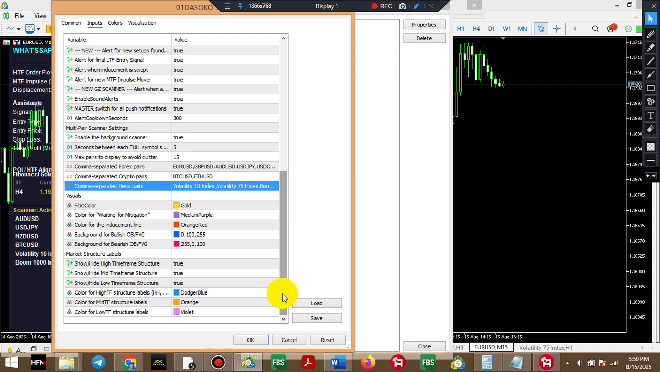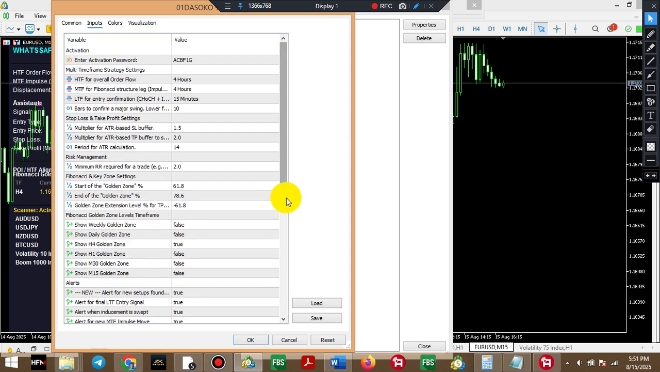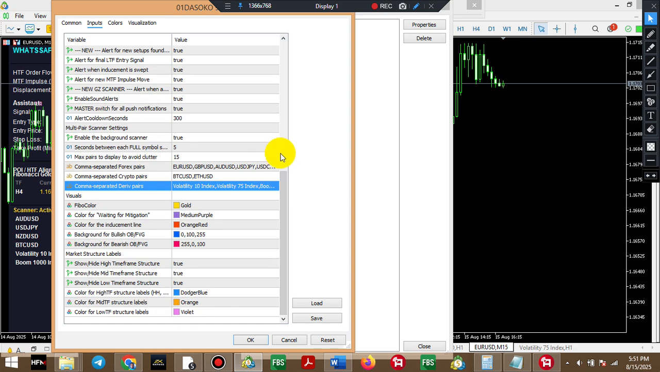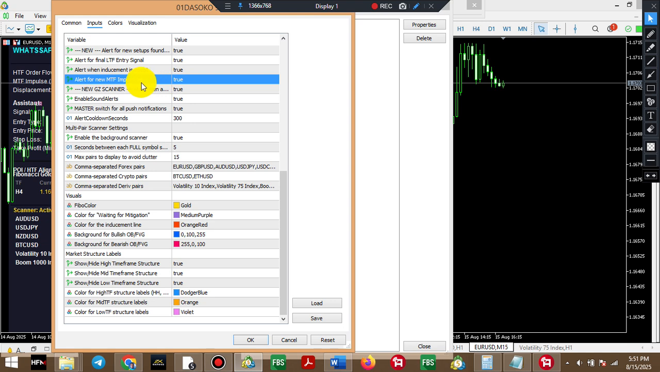Now, one more thing before I call it a wrap, right? If you don't want this system to send you signals like 'new impulsive move has been detected', signals which you don't want, come under the alert section. There are some alerts you can put off. If you don't want to use the impulsive move, you can put it off. I don't see the need for that anymore.